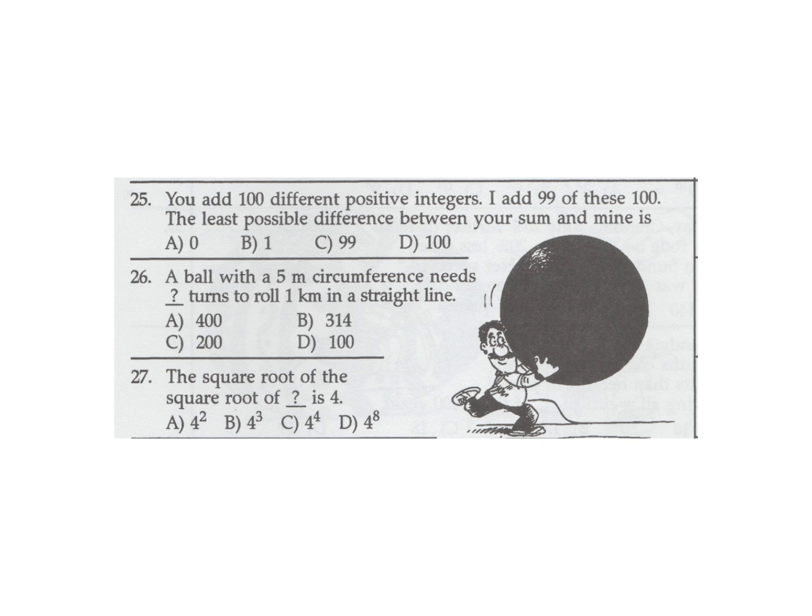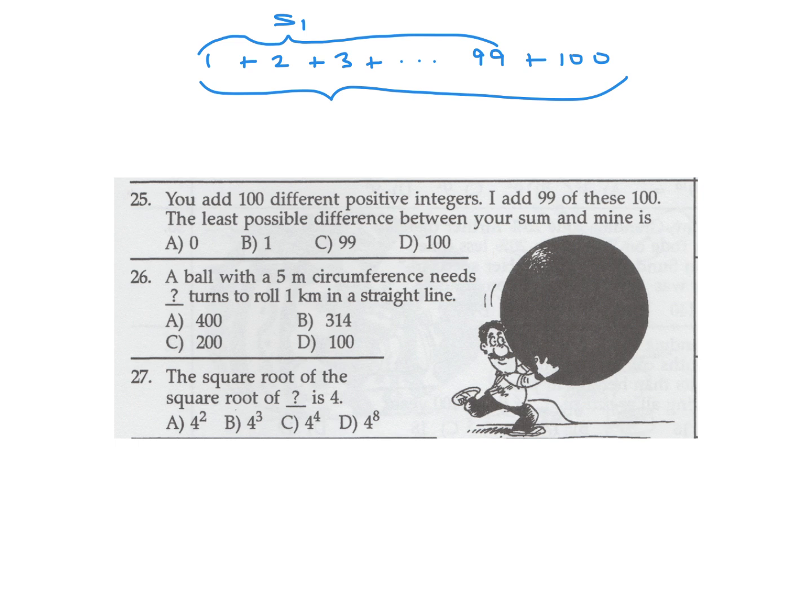You add 100 different positive integers. I add 99 of these, 100. The least possible difference between your sum and mine is. Okay, so let's say you have the numbers 1, 2, 3, all the way up till 100. Now, you add the first 99, we'll call that S1, and I add the first 100, that's S2. So they're saying, what is S2 minus S1? In particular, what is the least possible?